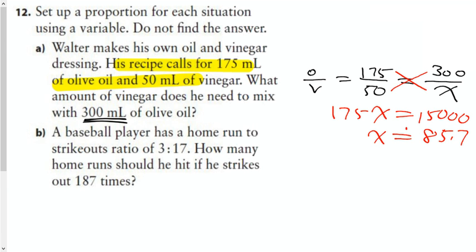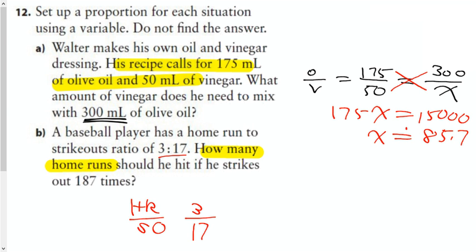The second part says a baseball player has a home run to strikeout ratio. As soon as I read that, I'm going to write that down. It's a ratio of home runs to strikeouts. It's a ratio, not a rate, but a ratio. And it says that the ratio is 3 to 17, or 3 home runs for every 17 strikeouts. How many home runs?